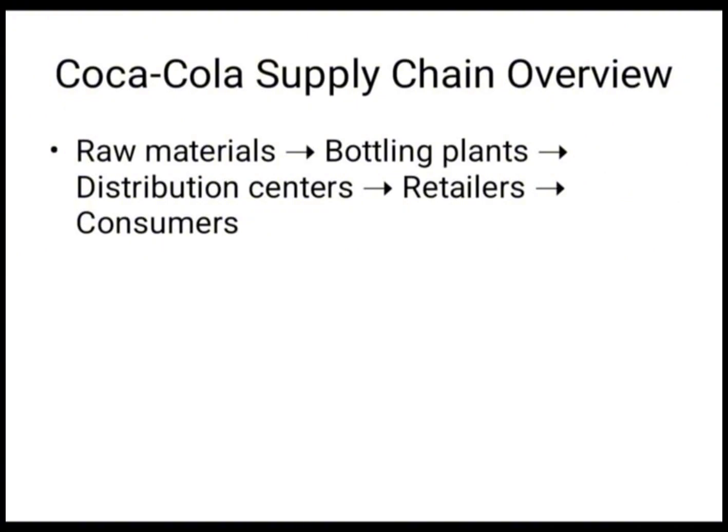Next is flavorings or Coca-Cola syrup, produced by the Coca-Cola company and sent to bottling partners. This part is an example of how to make a supply chain or a product. So the example is the Coca-Cola supply chain.